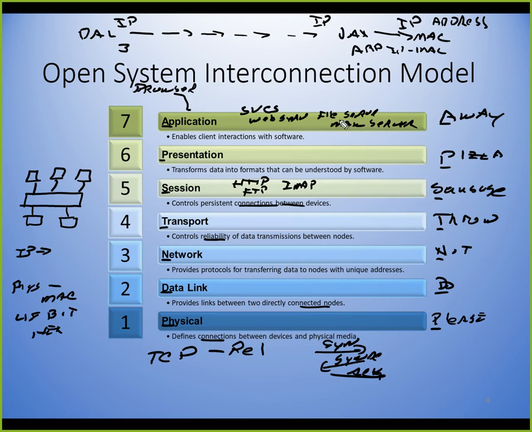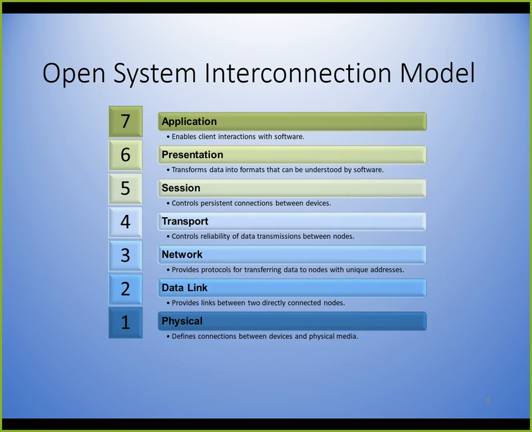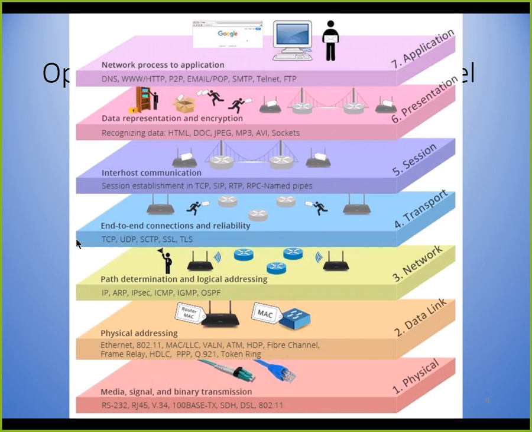So each layer communicates with its peer layer. Layer 7 communicates with 7, 6 to 6, 5 to 5, 4 to 4. And each layer supports the layer above it to be sure that things work. So if something doesn't work down here at the physical layer, it's not going to work anyplace else in the stack. If we have an issue at any layer, it can disturb the things at the layer above it.